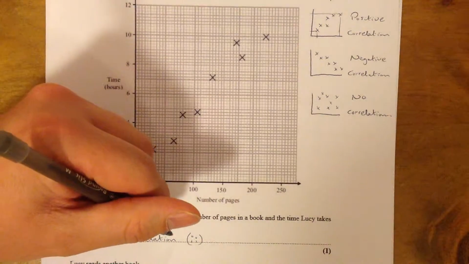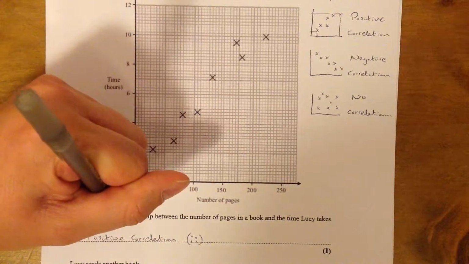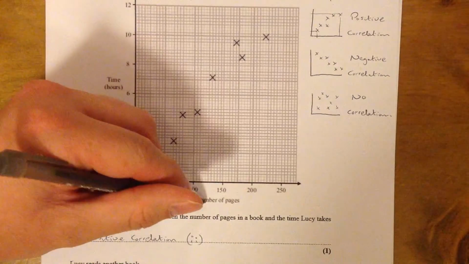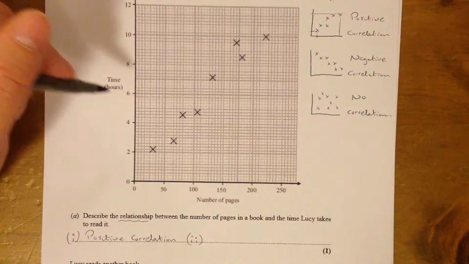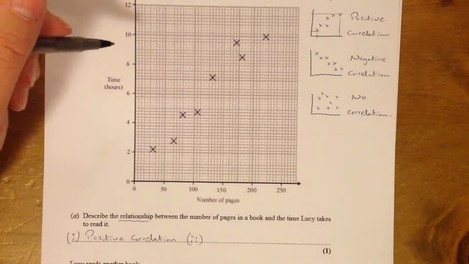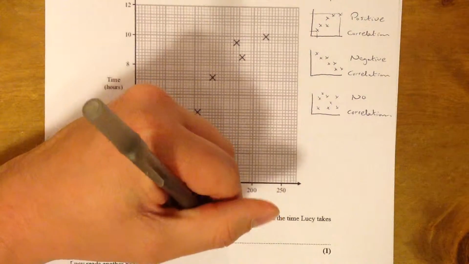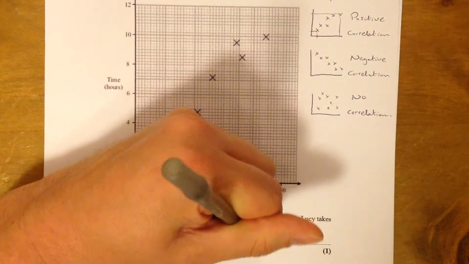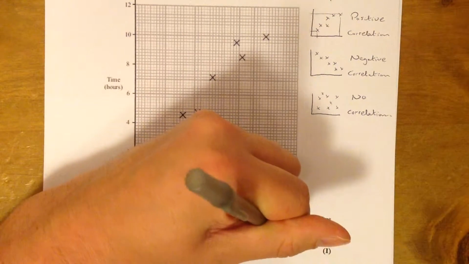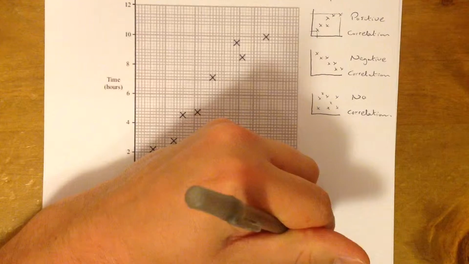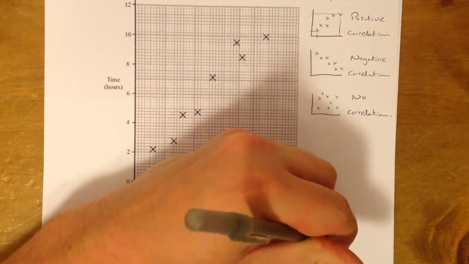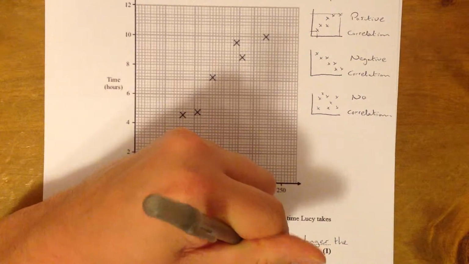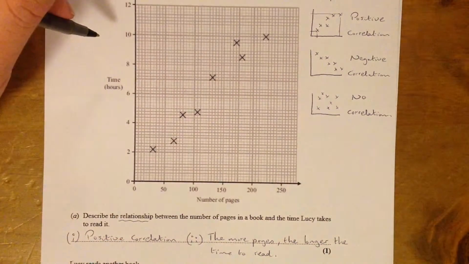The second type of alternative answer you could put here, because it asks about the relationship, you could actually talk about it logically. You could say how this is having an effect on this. Just make sure you get them the right way around. Say this one affects this one. So you could say something like, the more pages, the longer the time to read it. Because that in effect is the relationship between the 2 variables, which is number of pages and length of time.